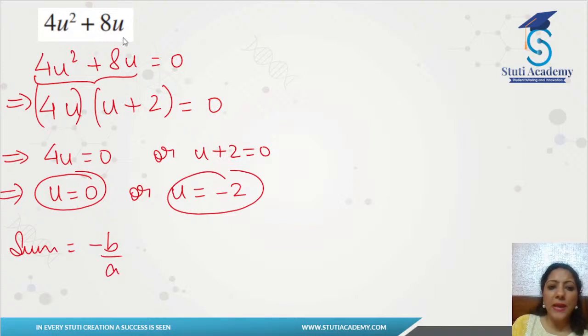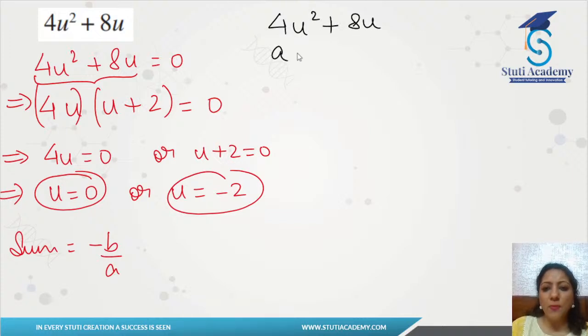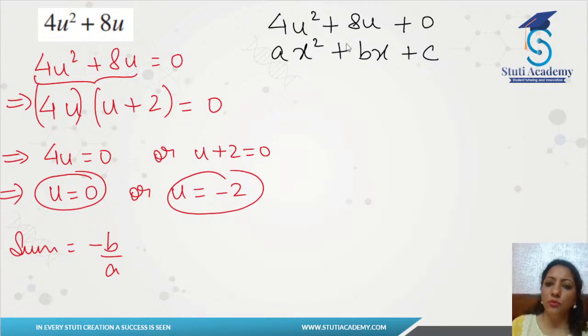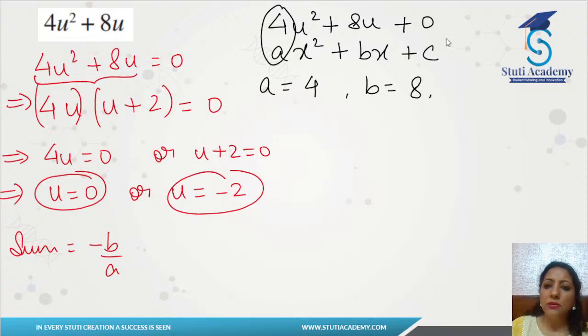Now, if I compare this 4x square plus 8x with the standard form, which is written as ax square plus bx plus c, please notice there is no constant term. So we are going to write 0 in place of that. If I add 0 to something, it will not make any difference, so for my convenience, I have written 0 here. So a is 4, b is 8, and c is 0.